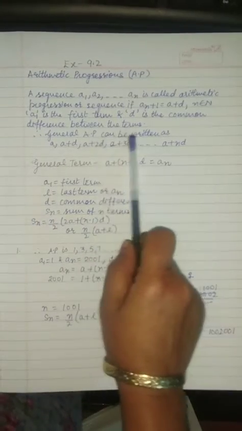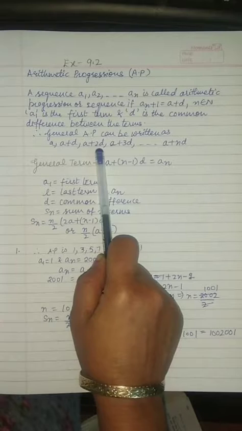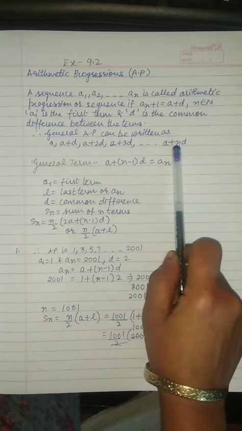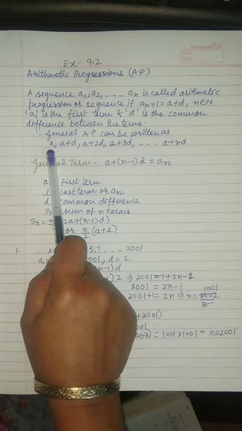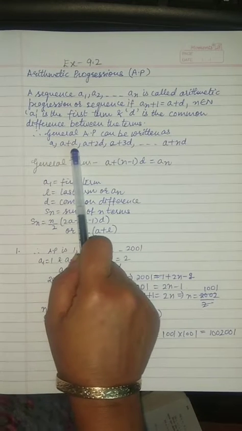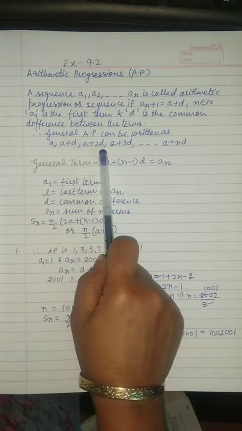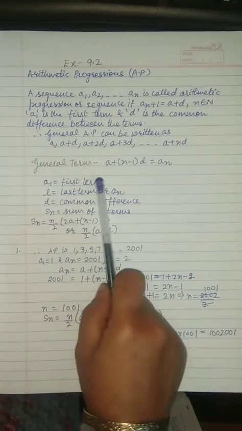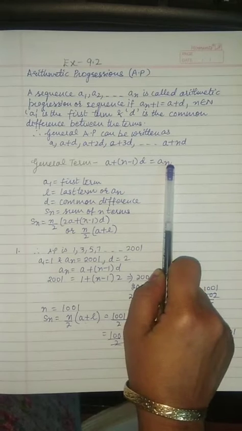So a general AP can be written as a, a plus d, a plus 2d, a plus 3d and so on. It means if the first term is a, then we get the next term by adding a constant d to it, then 2d, 3d and so on. So the general term will be a plus (n minus 1)d, which is equal to an.